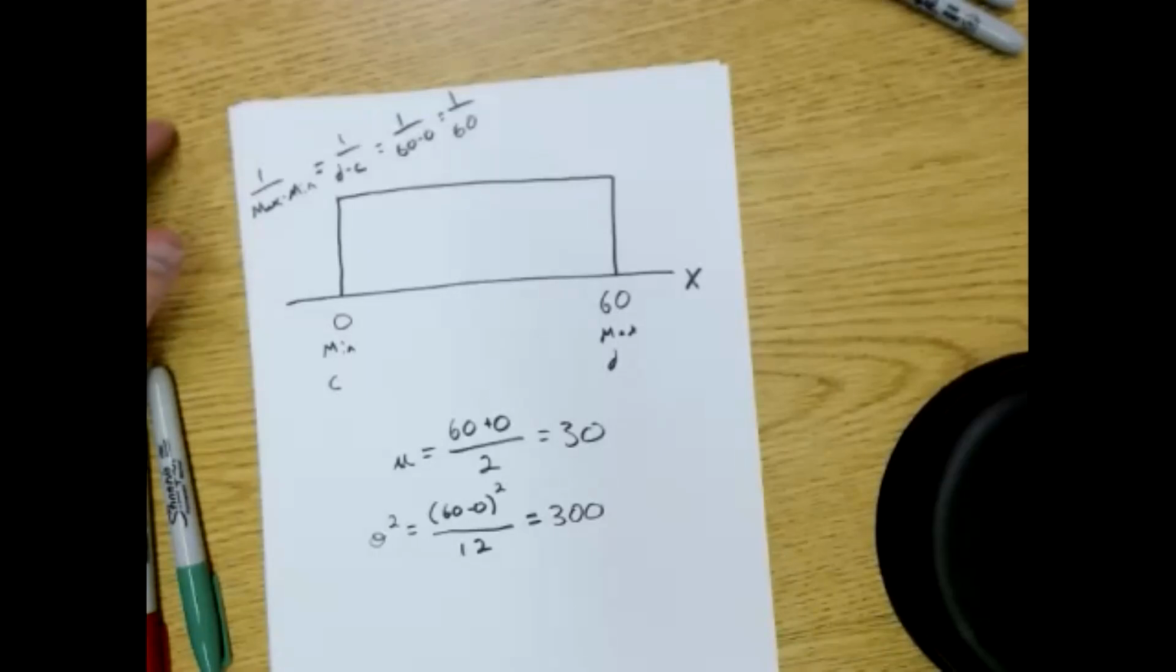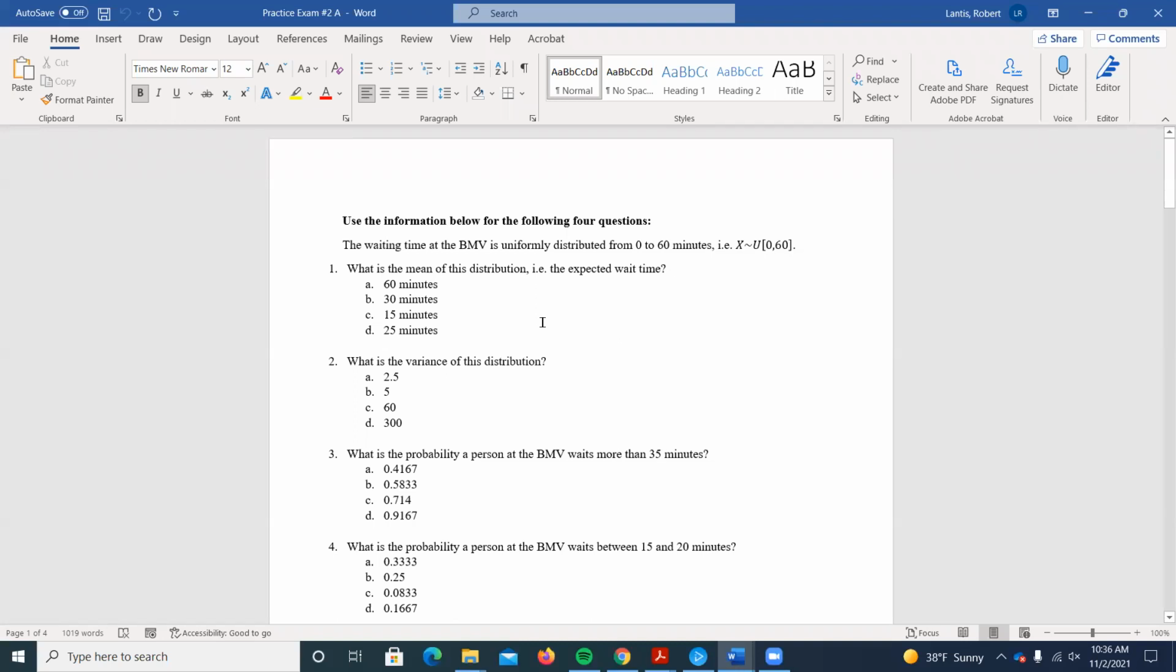Okay, so I'm going to work through the first few problems on practice exam A. The first problem tells us that we've got the wait time at the BMV, which is uniformly distributed, and it goes from 0 to 60. Because the minimum here is 0, it makes this problem a little bit easier, but I'll walk through. It doesn't matter what that minimum is. We can solve these questions in a similar way.